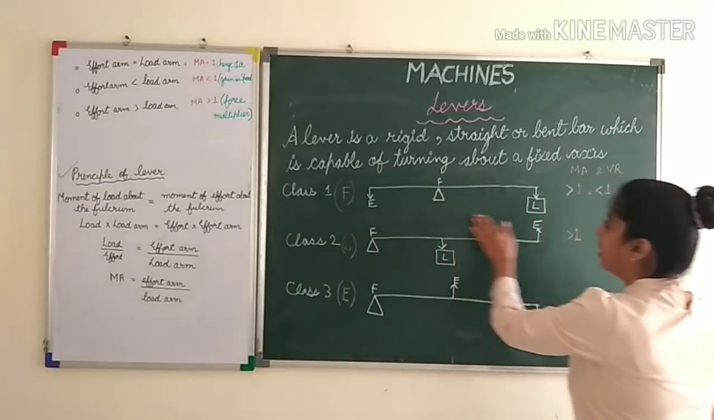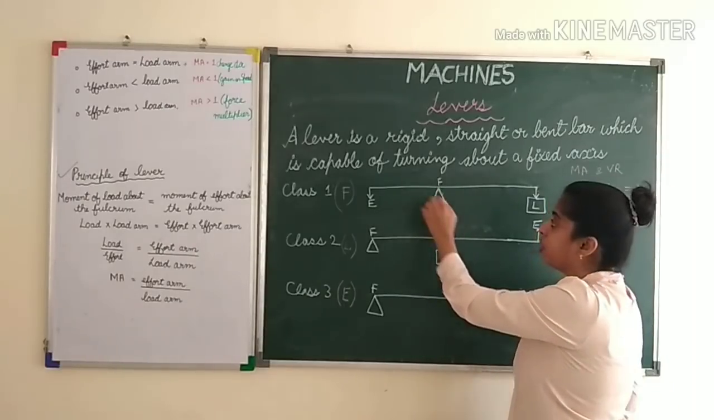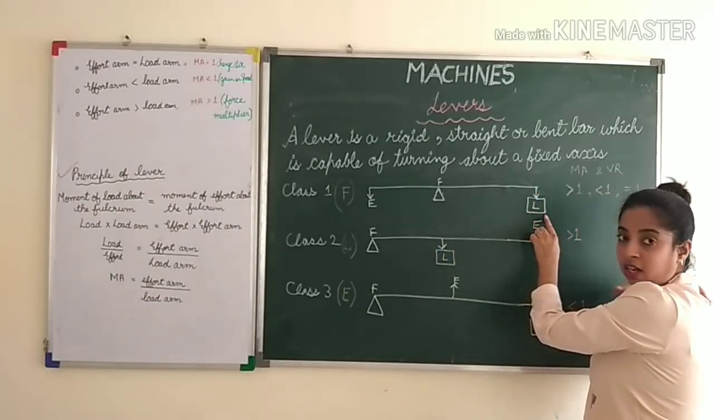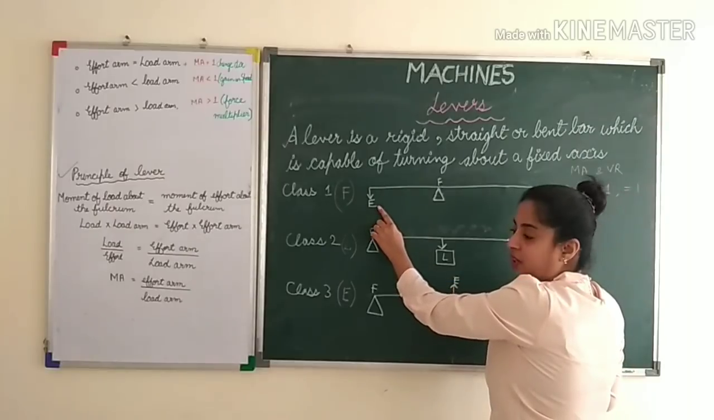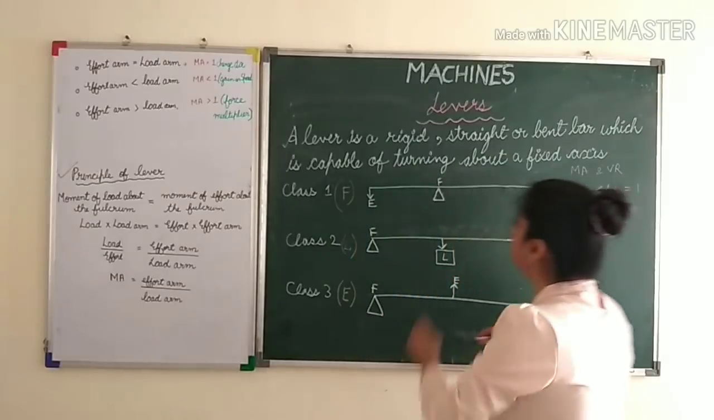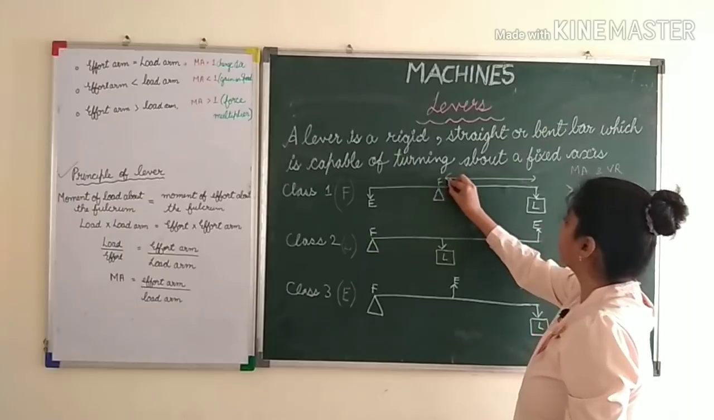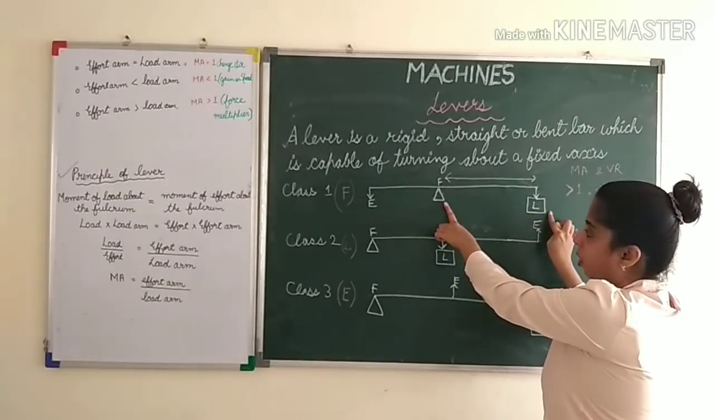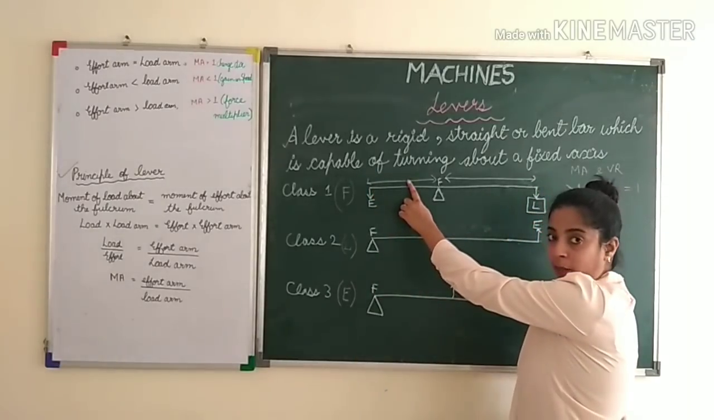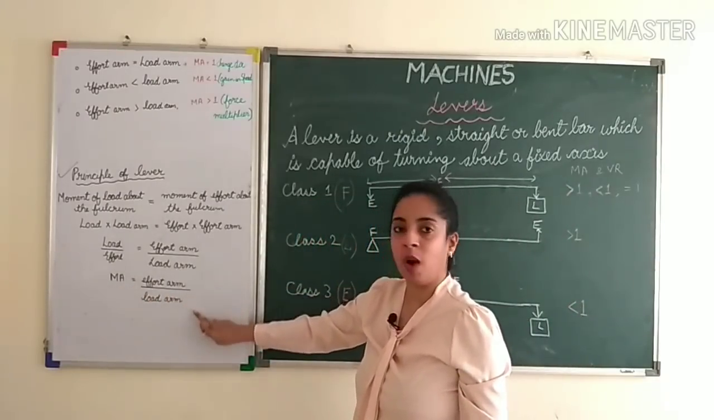Now, see in this lever, okay, we have a fulcrum, that is a fixed point about which the lever turns. So, this is the fulcrum, this is where I have hanged the load, and this is the effort. This is the point where I have applied effort. So, now the distance from fulcrum to the load is called load arm, okay, and the distance from fulcrum to effort is called effort arm.